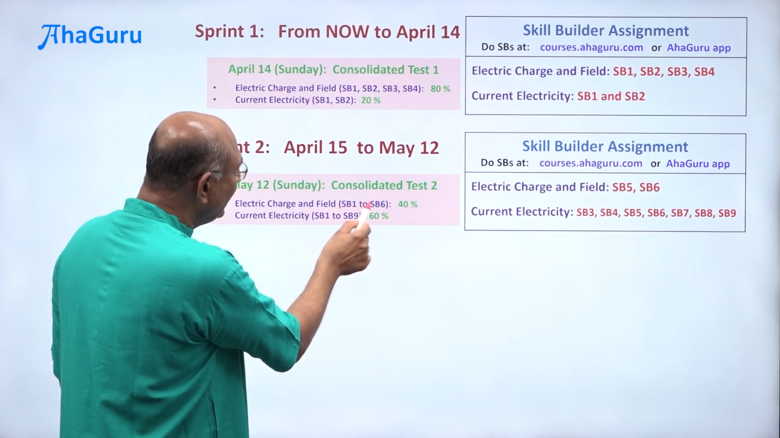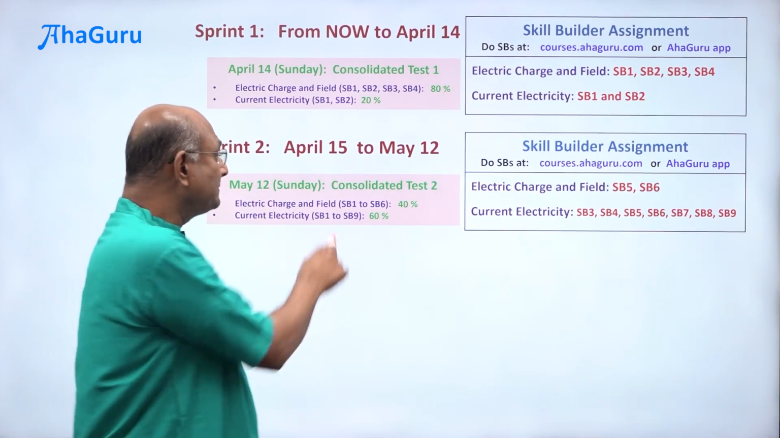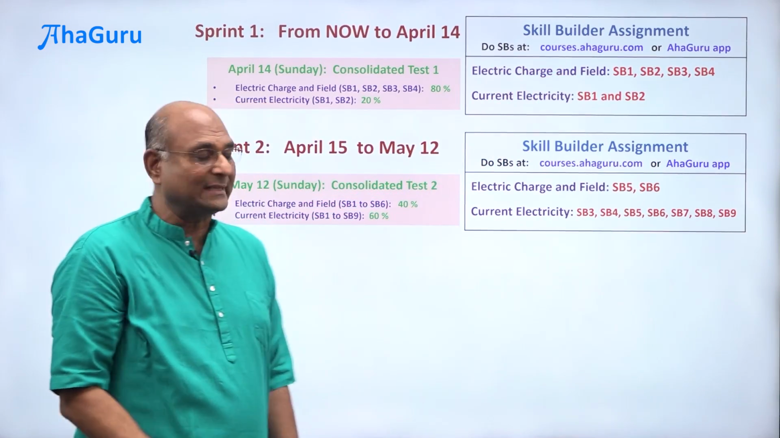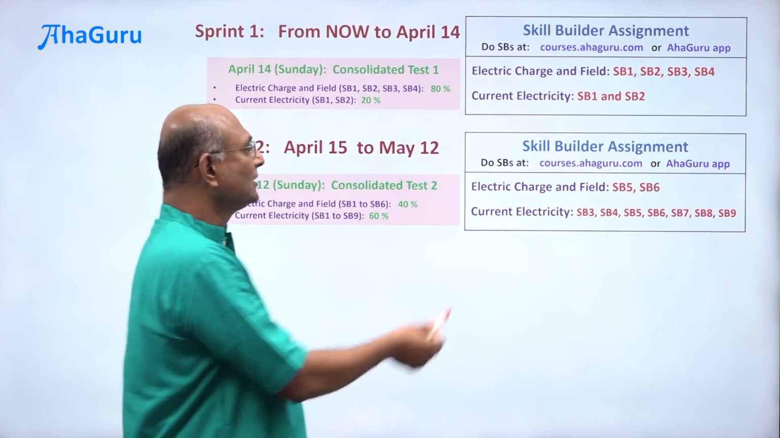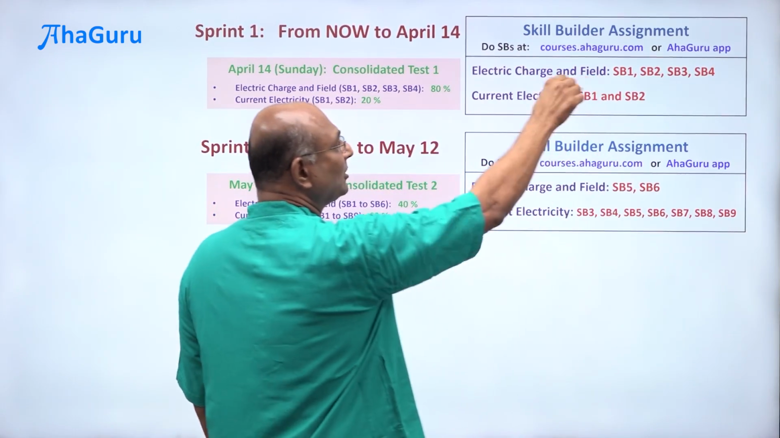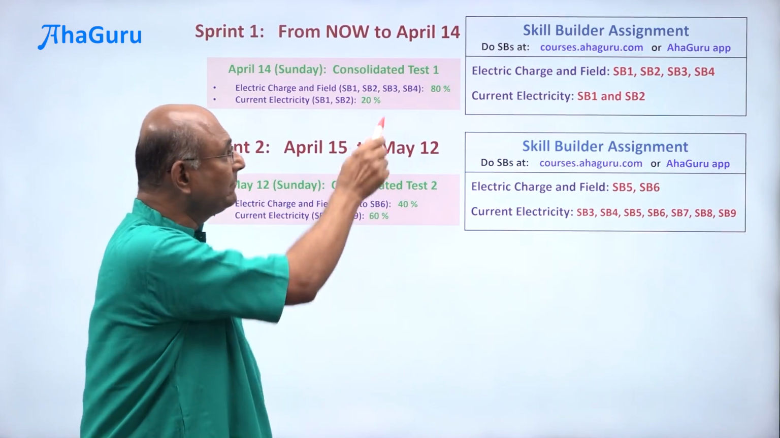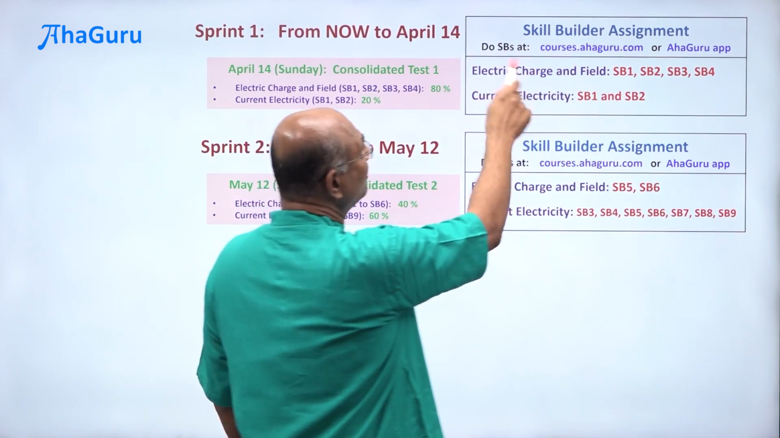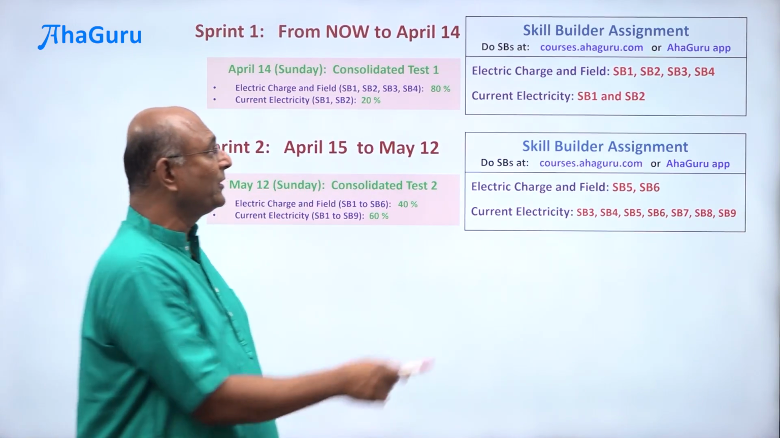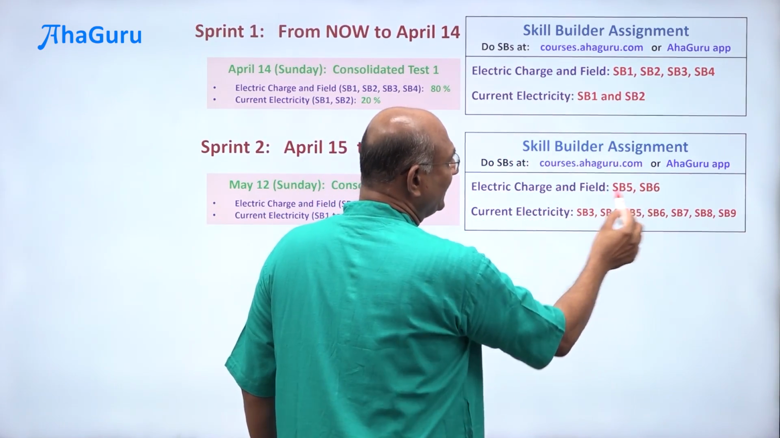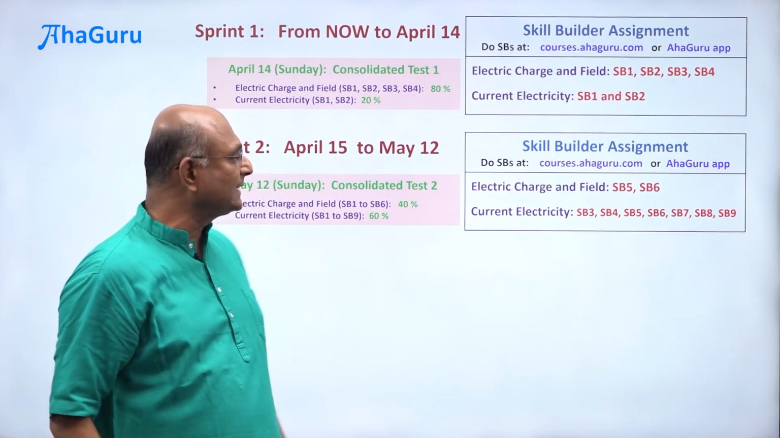Here the test is different from that, because it includes some of the earlier assignment. You of course need to know 1 to 4. Only then you can do 5 and 6. So the assignment is 5 and 6 because hopefully you have already completed the assignment for the previous round, right? Because that was the previous consolidated test. So sprint 1, hopefully you have completed this. So sprint 2 is SB5, SB6.